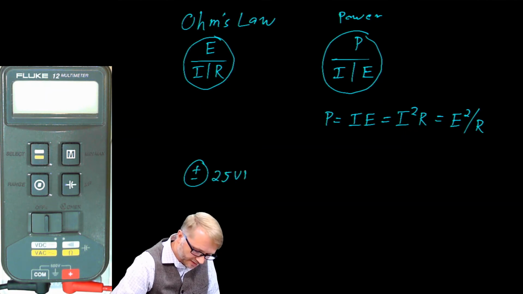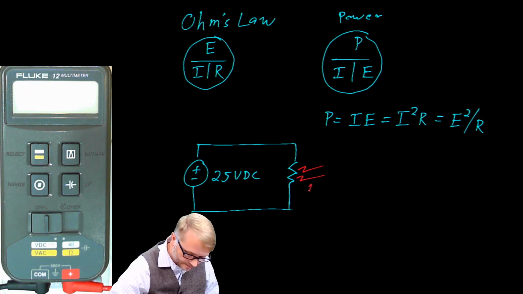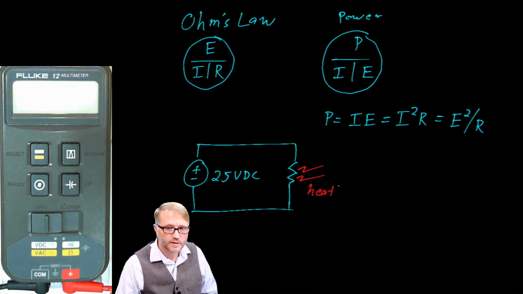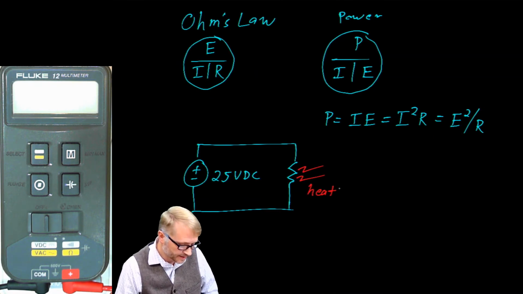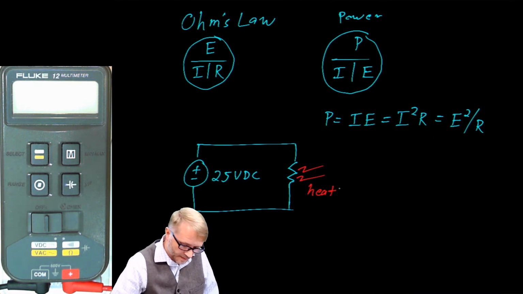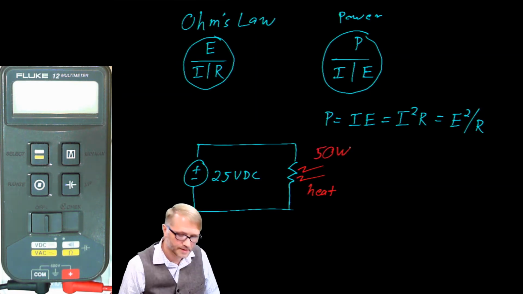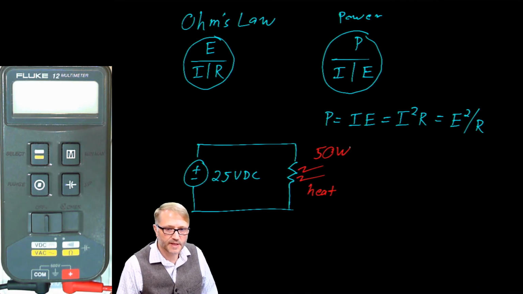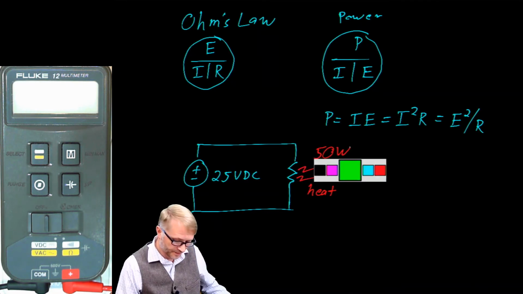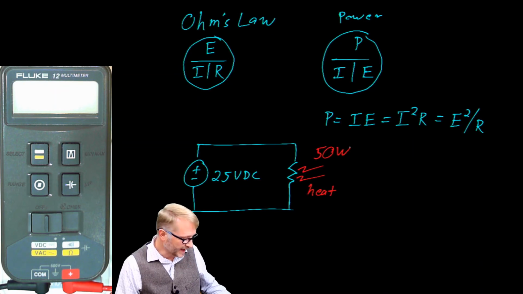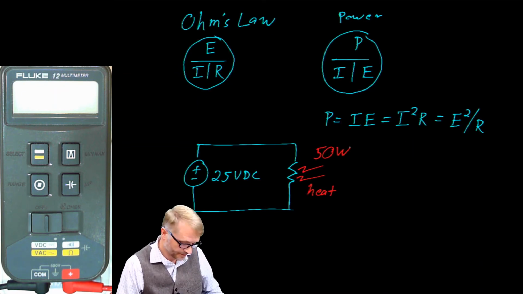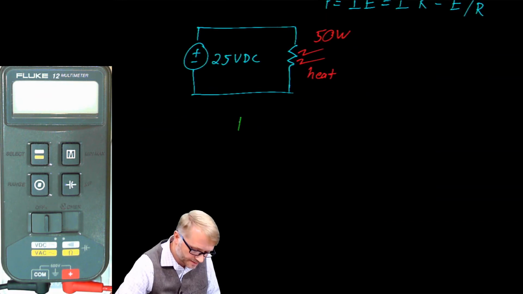So let this be 25 volts DC, and there's a resistor. The resistor is taking electrical energy and converting it into heat. In this case, we'll call it 50 watts. 50 watts of electrical power is being converted into heat. One of the questions that you might be asked is to find the resistance. I'm going to give you two methods to do this.